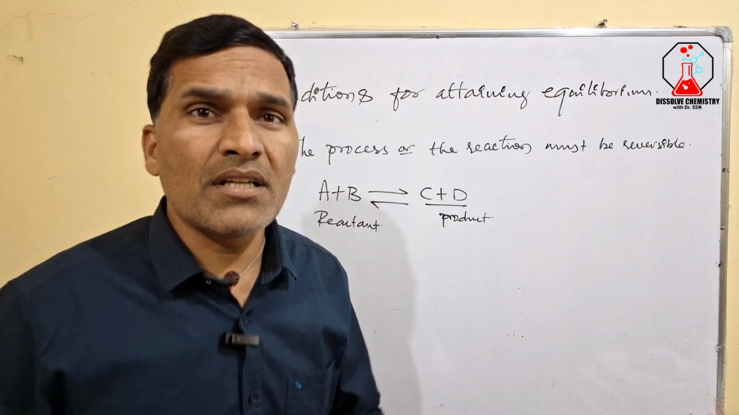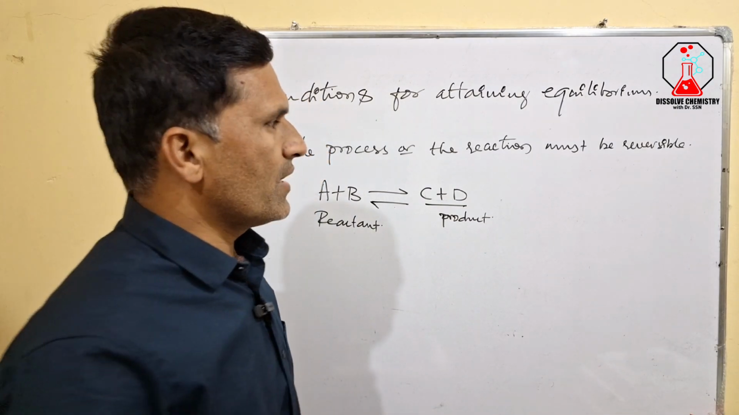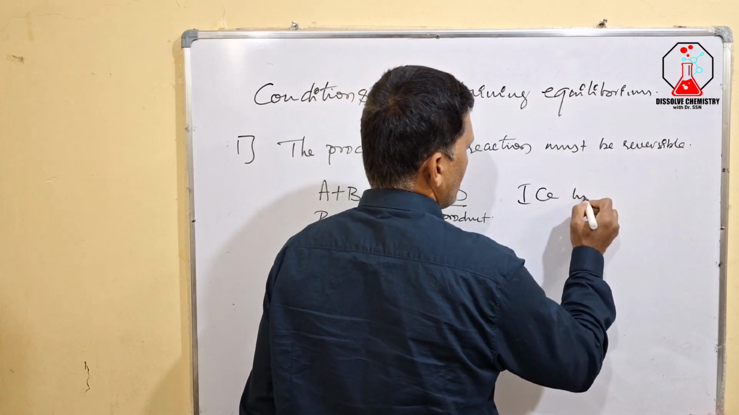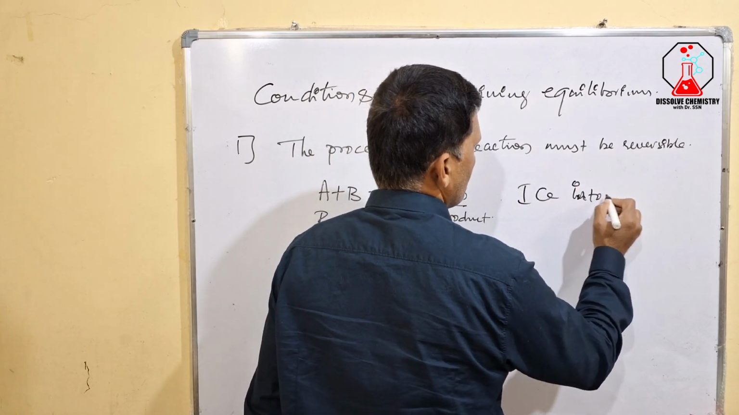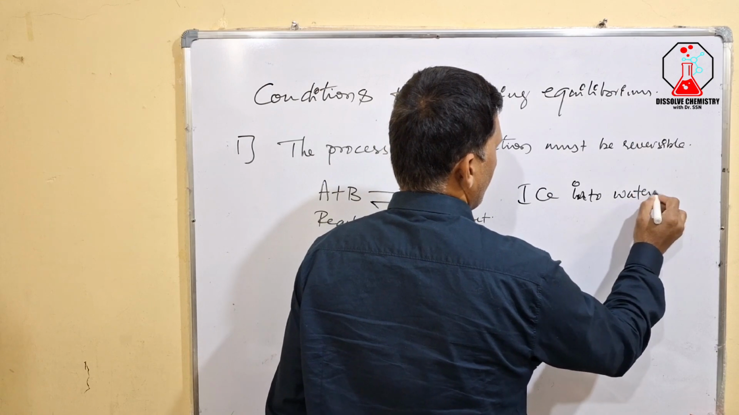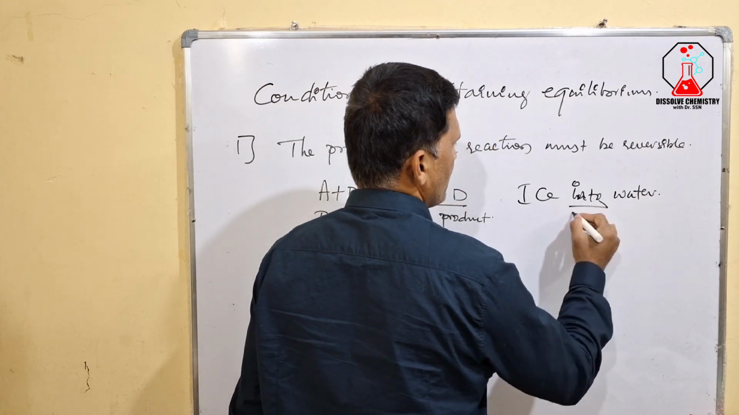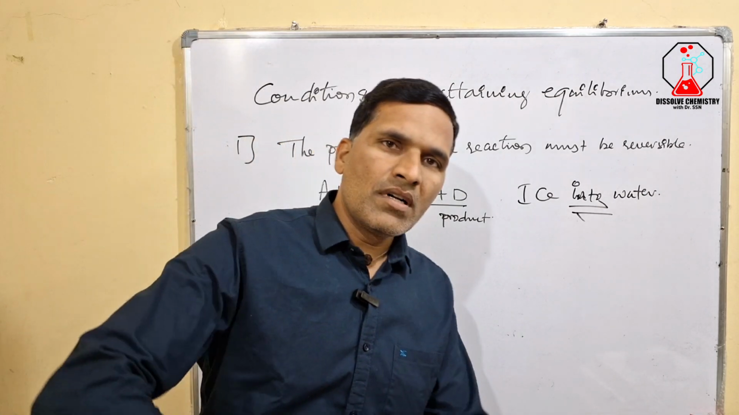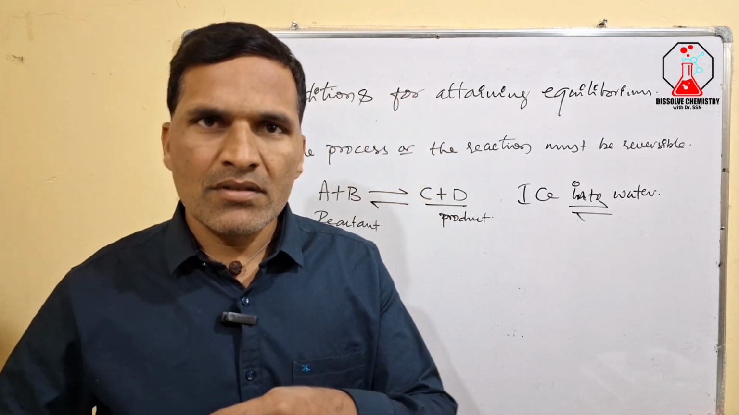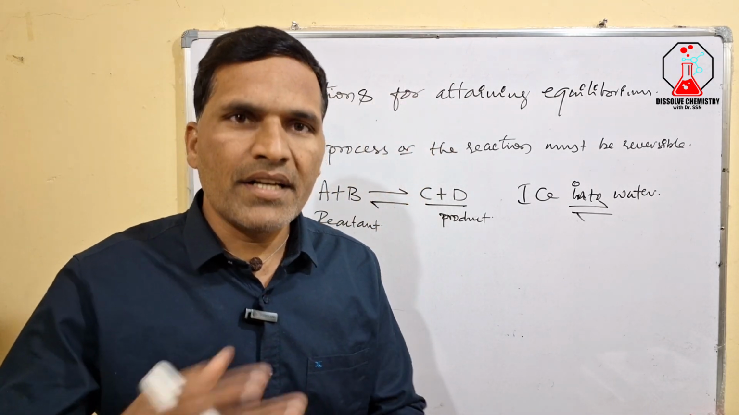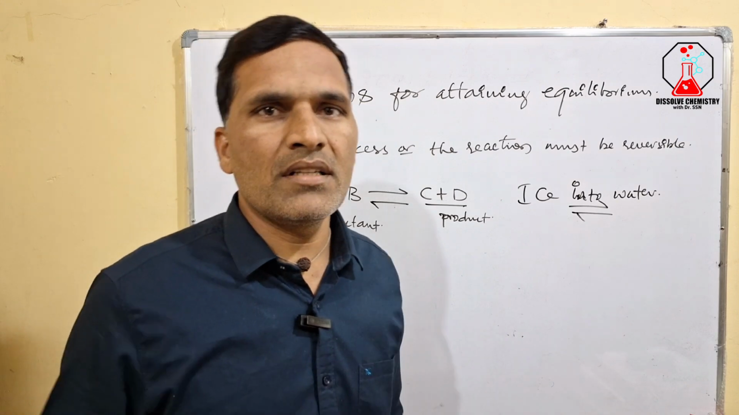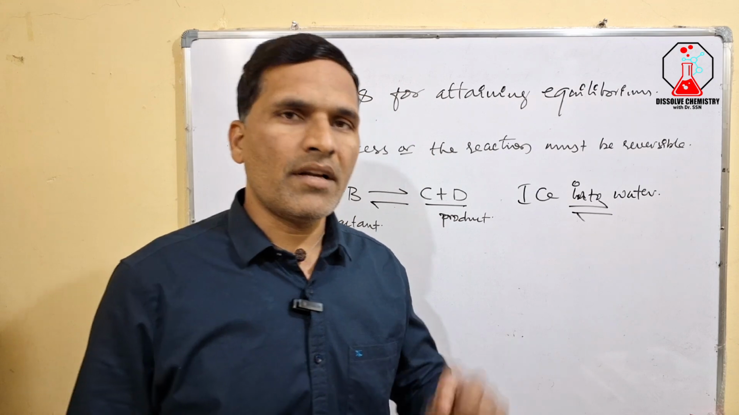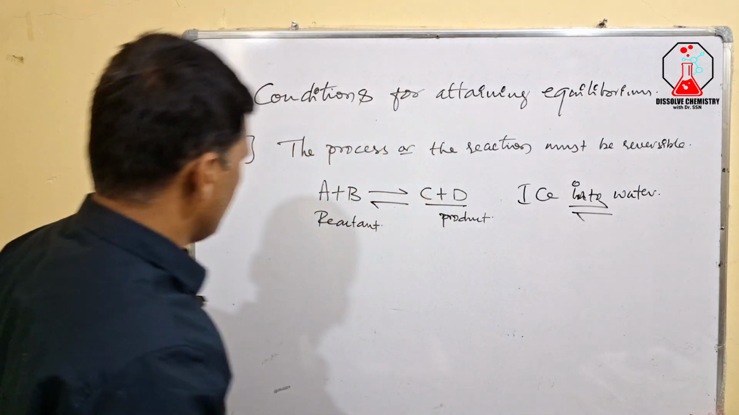Similarly, you can take some physical processes. Say, for example, I can convert ice into water, and water into ice. What is the meaning of this? We can interconvert ice to water, water to ice, water to water vapor and back to water. So being reversible is the most important aspect, whether it is a process or a reaction. And now the second point.